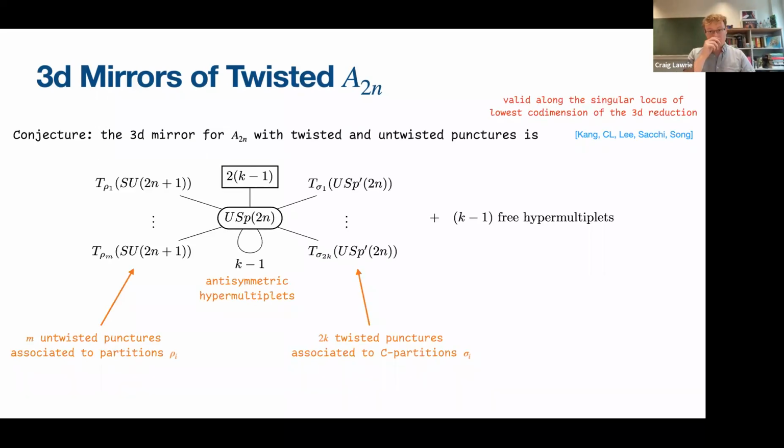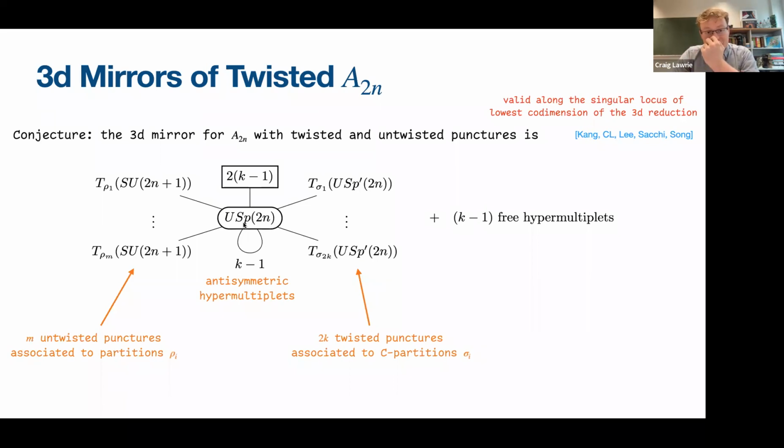Okay, so we made a conjecture in this paper that the 3D mirror, where you have arbitrary numbers of twisted and untwisted punctures, is this thing here. It's very similar. For the untwisted punctures, you take the T_SU theories and you gauge a USp. For the twisted punctures, you take the T_USp prime theories and you gauge a USp.